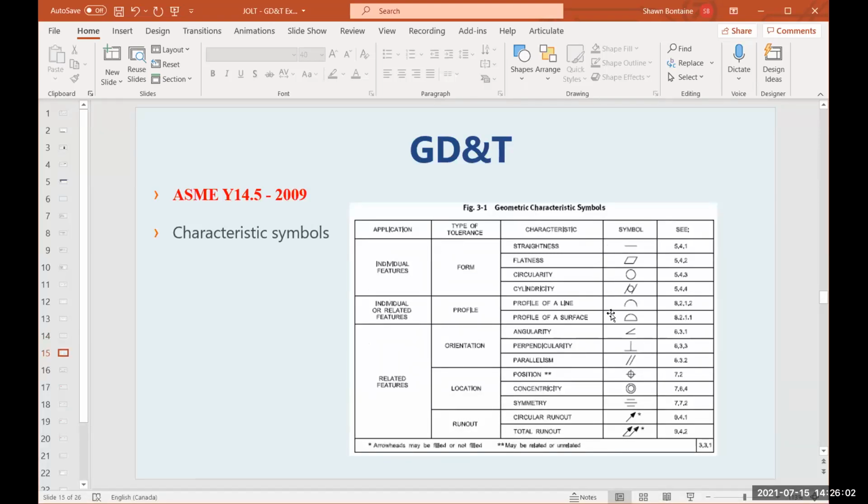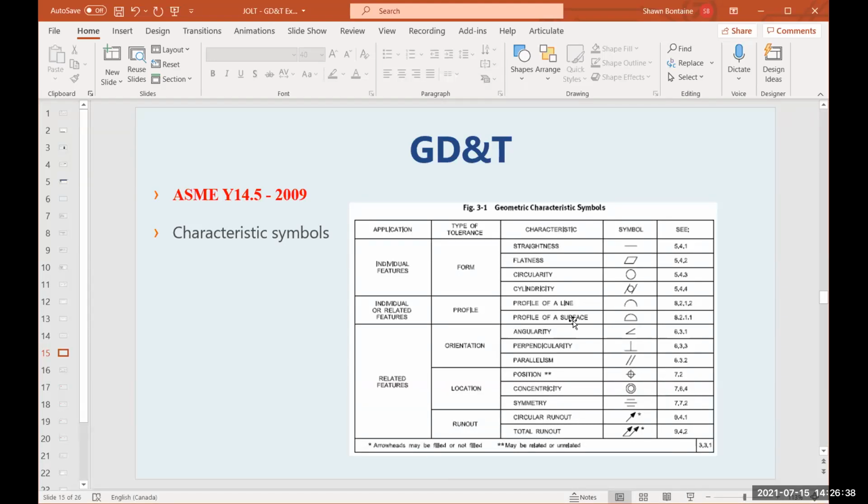because not only did they show the characteristic symbols, but they also talked about the different types of tolerances. Remember that in geometric dimensioning and tolerancing, there are 5 types of tolerances. There are form tolerances, profile tolerances, orientation tolerances, locational tolerances, and runout tolerances. So inside the form tolerances, that's where you have the breakdown of the characteristics that apply to the form tolerances: straightness, flatness, circularity, and cylindricity.